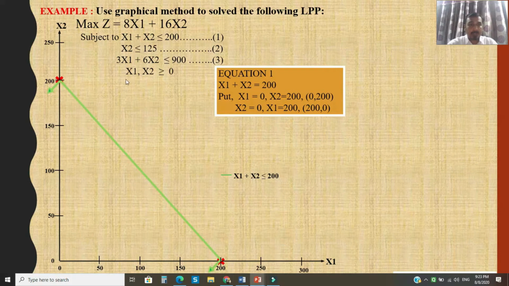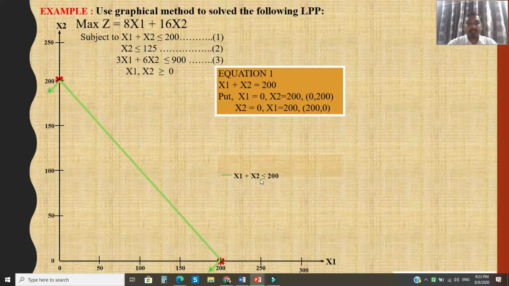Clear? So here the sign is less than or equal to, which means it represents the side towards the origin. When the sign is less than equal to, it is represented towards the origin. So after the first equation we can find that our feasible region should be in this triangle.